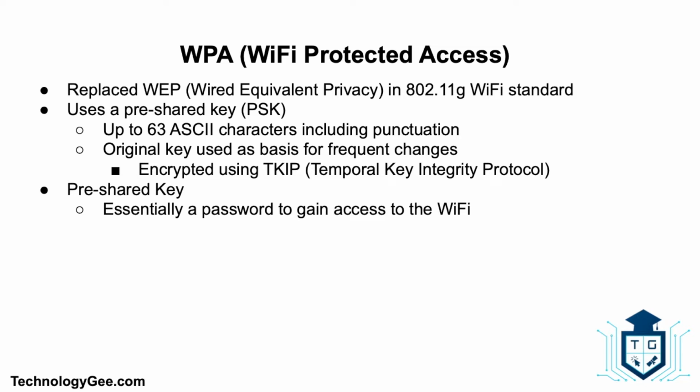with the introduction of the 802.11g Wi-Fi standard. Software and firmware updates were made available by many vendors for the older 802.11b and 802.11a devices to add WPA support. WPA also uses a pre-shared key, but unlike WEP, they can be of varying length up to 63 ASCII characters, including punctuation, and the original key is used as the basis for frequent changes, and it is encrypted using TKIP, or Temporal Key Integrity Protocol, encryption.